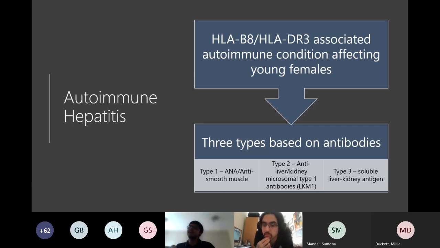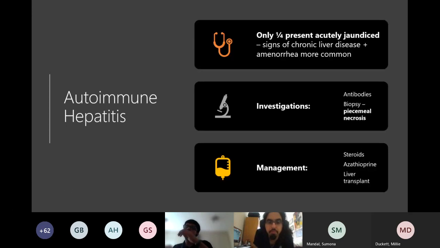This is an autoimmune condition, mainly affects young females. And you can split it into three types, and each of them has specific antibodies that you can test for. And I just want to make it clear that this is not that likely to come up in your exams, but only a quarter of these patients present acutely jaundiced. Most of them have signs of chronic liver disease or amenorrhea, because the liver is still involved in the entire sex hormone production pathways.